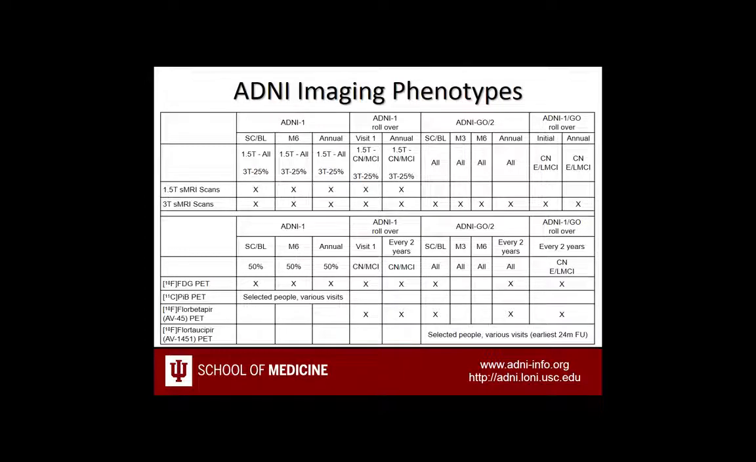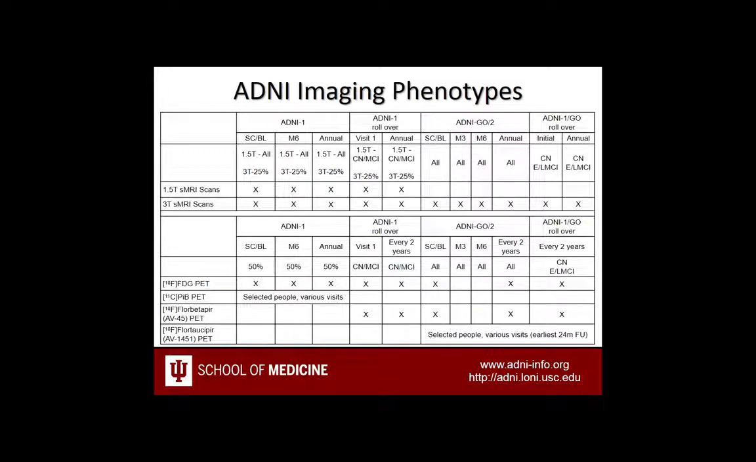In ADNI-GO and 2, they did florbetapir on everybody. So they got that at baseline and again every 2 years. And that allows the researchers to pretty much generally be able to tell, at least between CSF or florbetapir, whether people were amyloid positive in ADNI2.